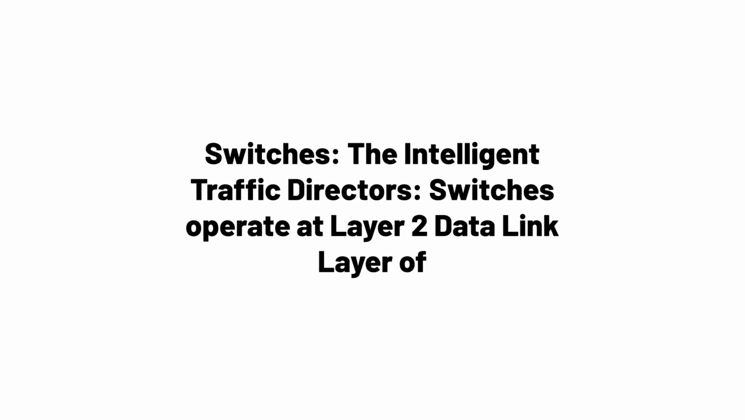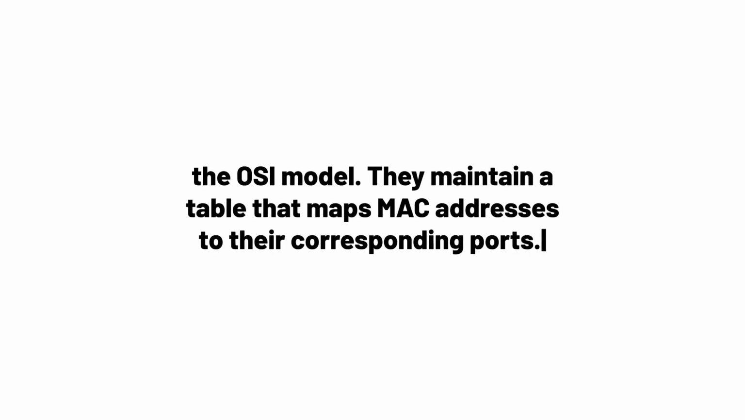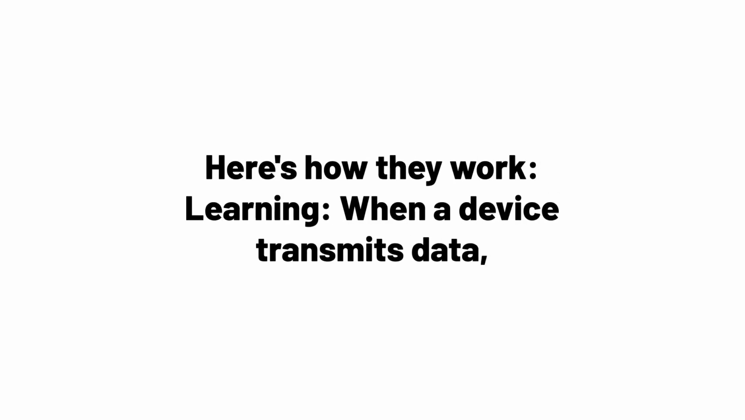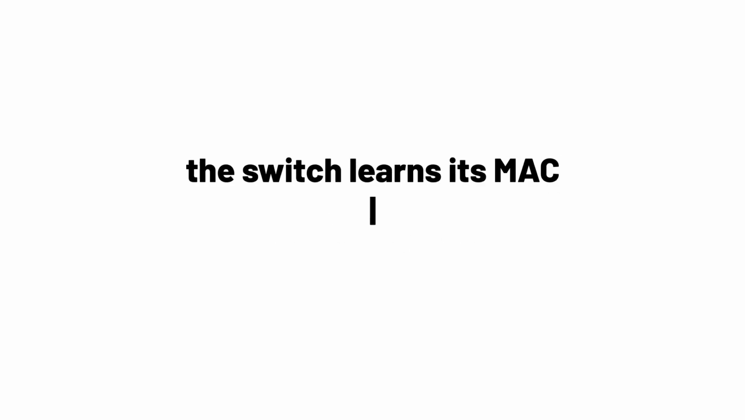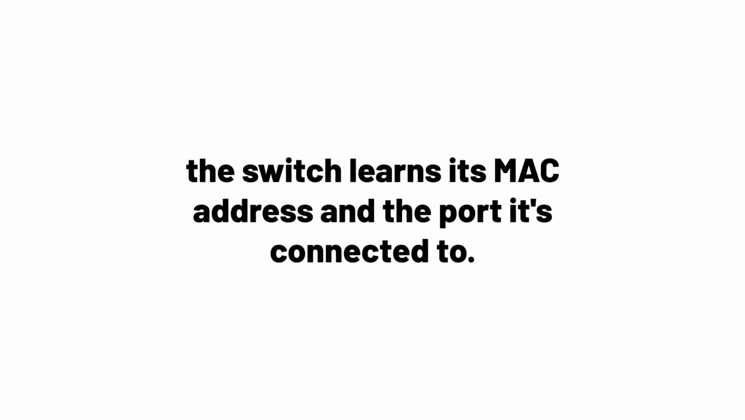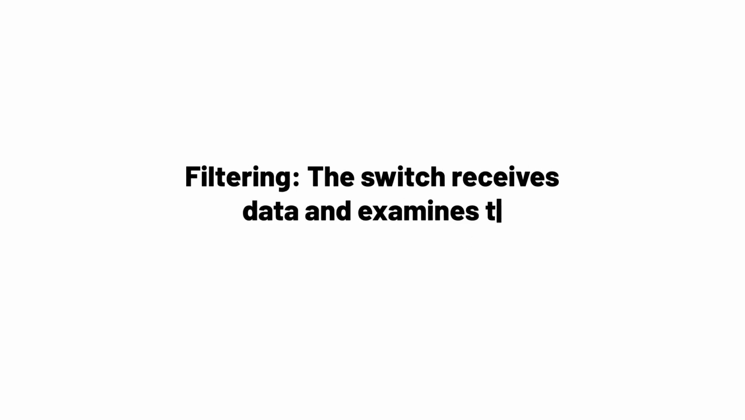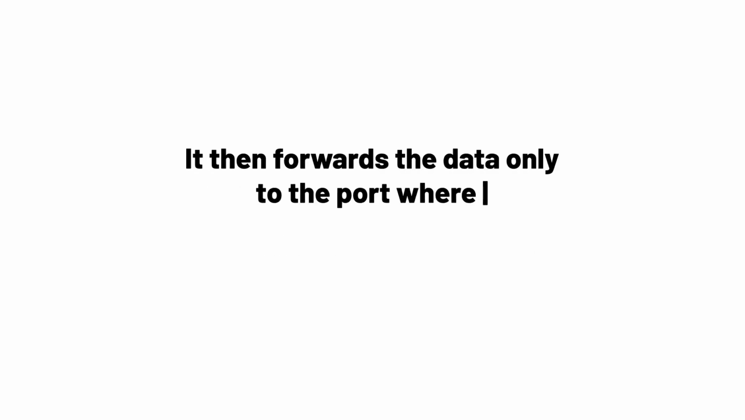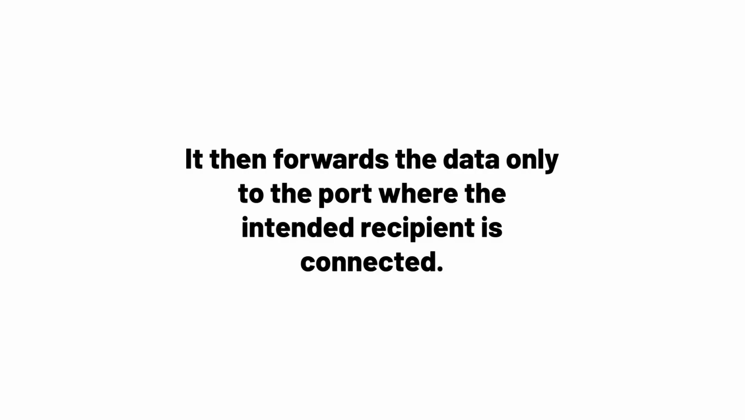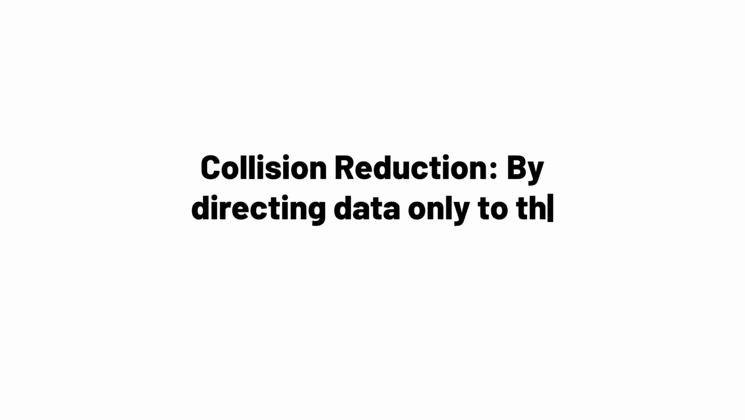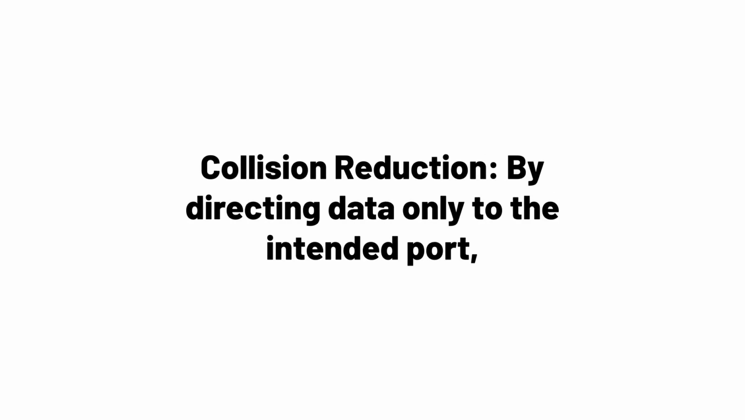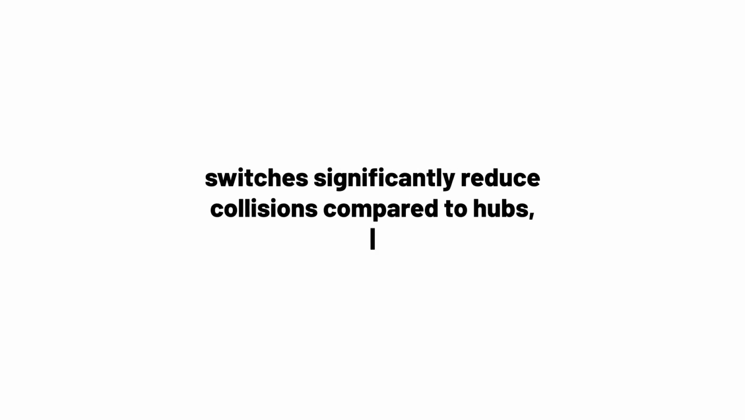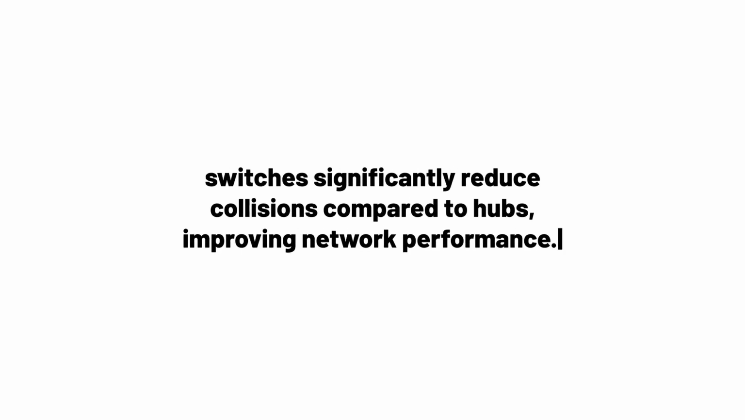Switches operate at layer 2, the data link layer, of the OSI model. They maintain a table that maps MAC addresses to their corresponding ports. Here's how they work. Learning: when a device transmits data, the switch learns its MAC address and the port it's connected to. Filtering: the switch receives data and examines the destination MAC address. It then forwards the data only to the port where the intended recipient is connected. Collision reduction: by directing data only to the intended port, switches significantly reduce collisions compared to hubs, improving network performance.